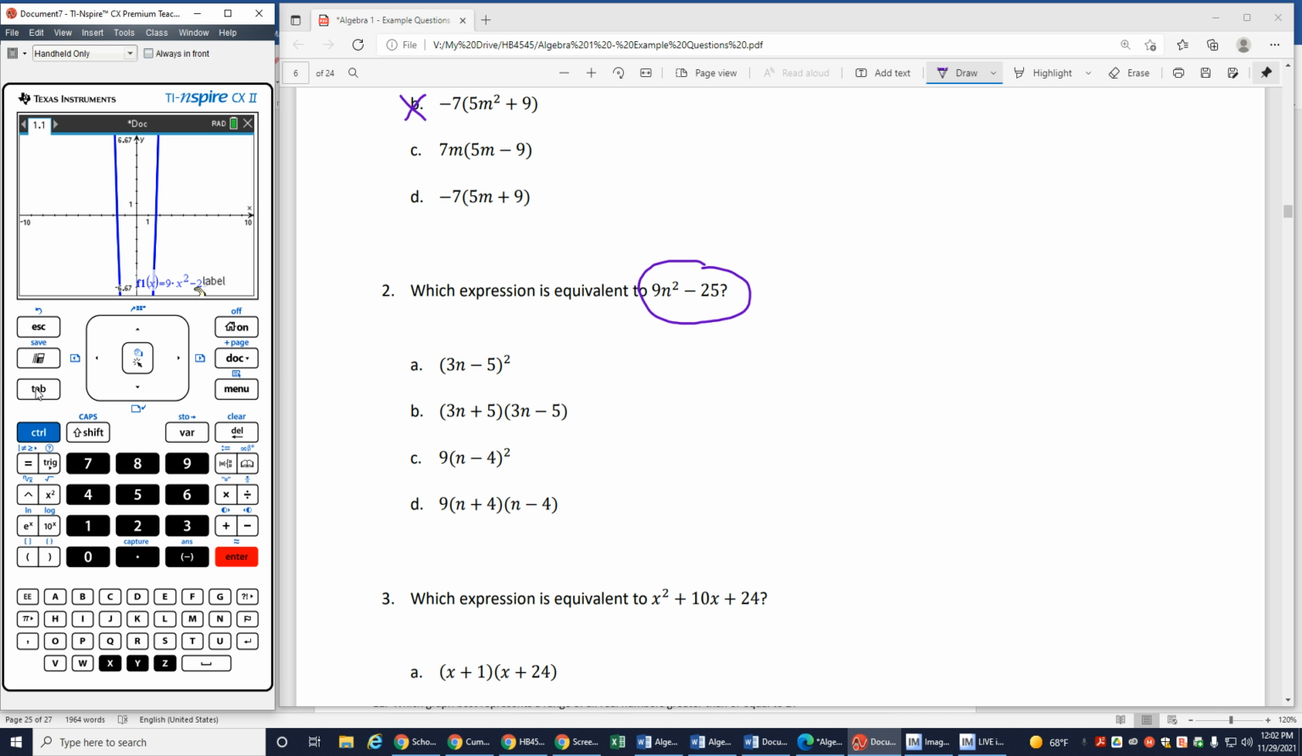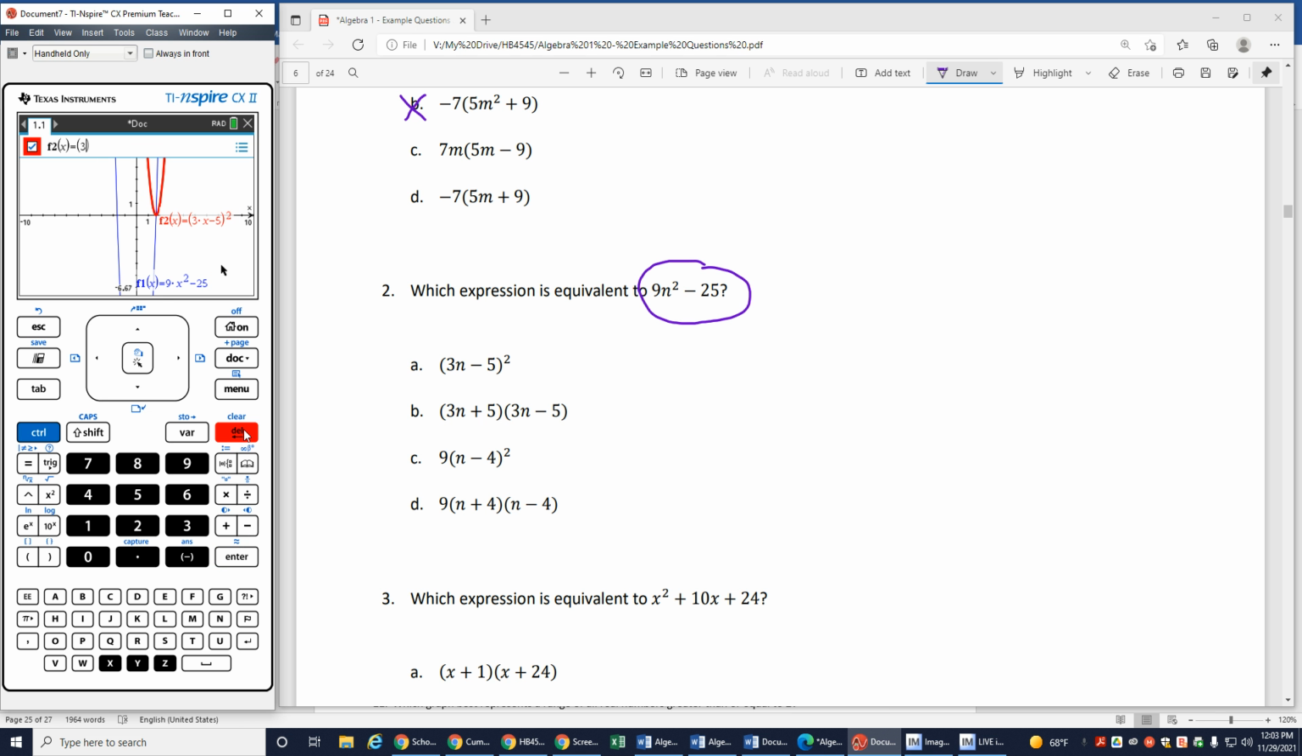I'm going to graph that, and it looks very similar to the last one. And now I'm going to graph A, so I'm going to hit tab, and then parentheses 3x instead of n, minus 5, close parentheses, and square. So 3x minus 5 squared, that's what I have there. When I hit enter, they're not even close, right? There's the red one, there's the blue one.